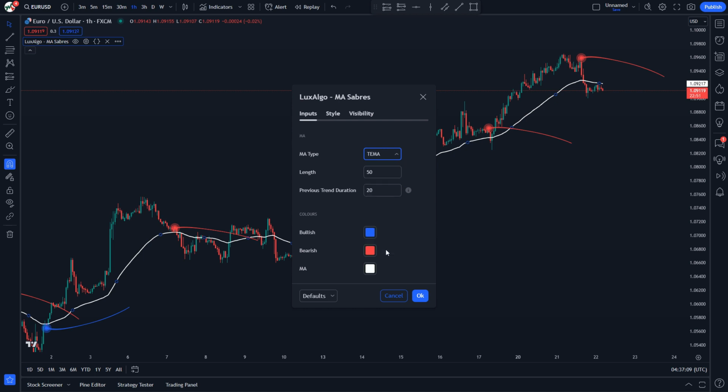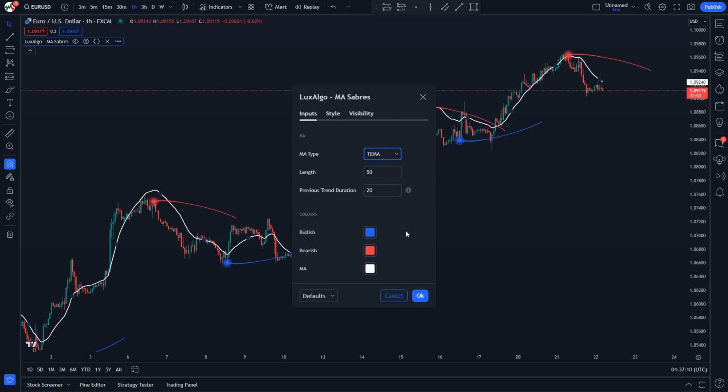For these settings I use the triple exponential moving average. TEMA aims to reduce the lag associated with traditional moving averages by applying a triple smoothing technique, making it more responsive to recent price changes. This can be useful for identifying potential trend reversals or accelerations. So we'll leave it at that. Also, we'll maintain the original length at 50. I will keep the trend duration at the default settings.